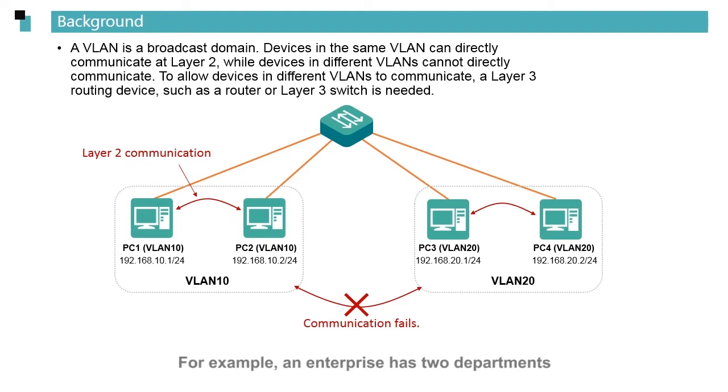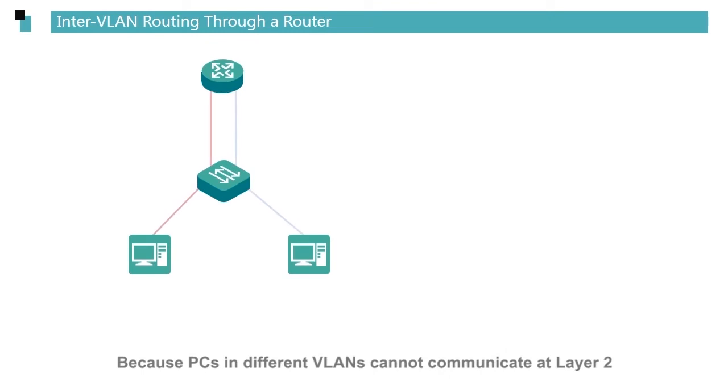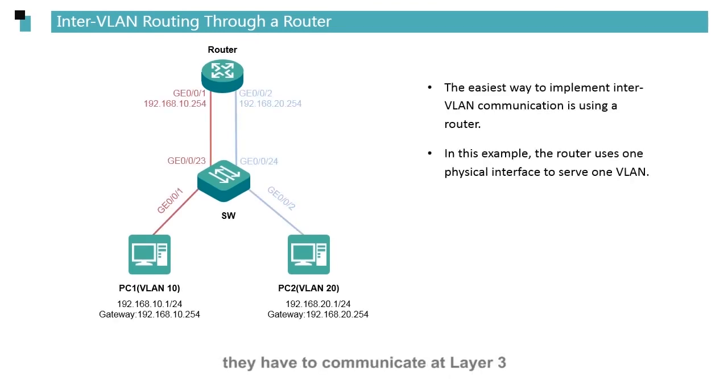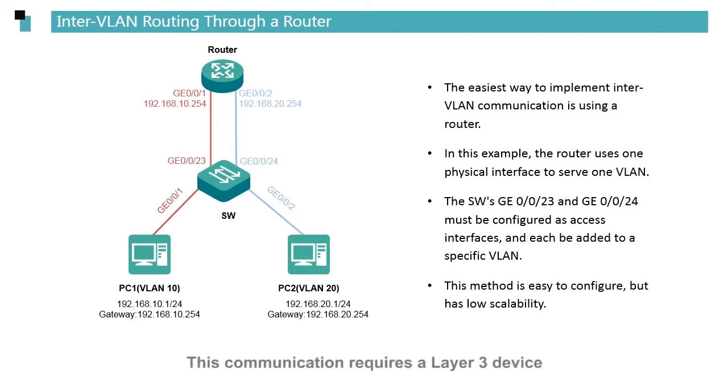For example, an enterprise has two departments, Department 1 and Department 2, belonging to VLAN 10 and VLAN 20 respectively. PCs from the two departments need to communicate with each other. However, because the two departments belong to different VLANs, their PCs cannot communicate at Layer 2. Because PCs in different VLANs cannot communicate at Layer 2, they have to communicate at Layer 3. This communication requires a Layer 3 device. The earliest way to implement inter-VLAN communication is through a router.